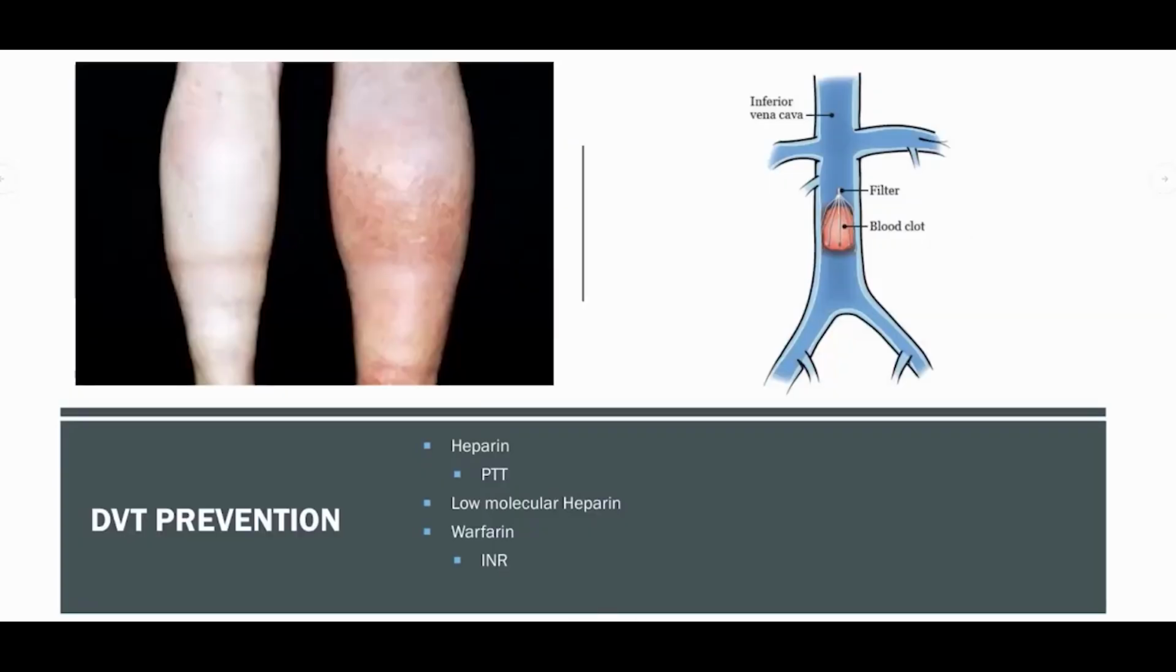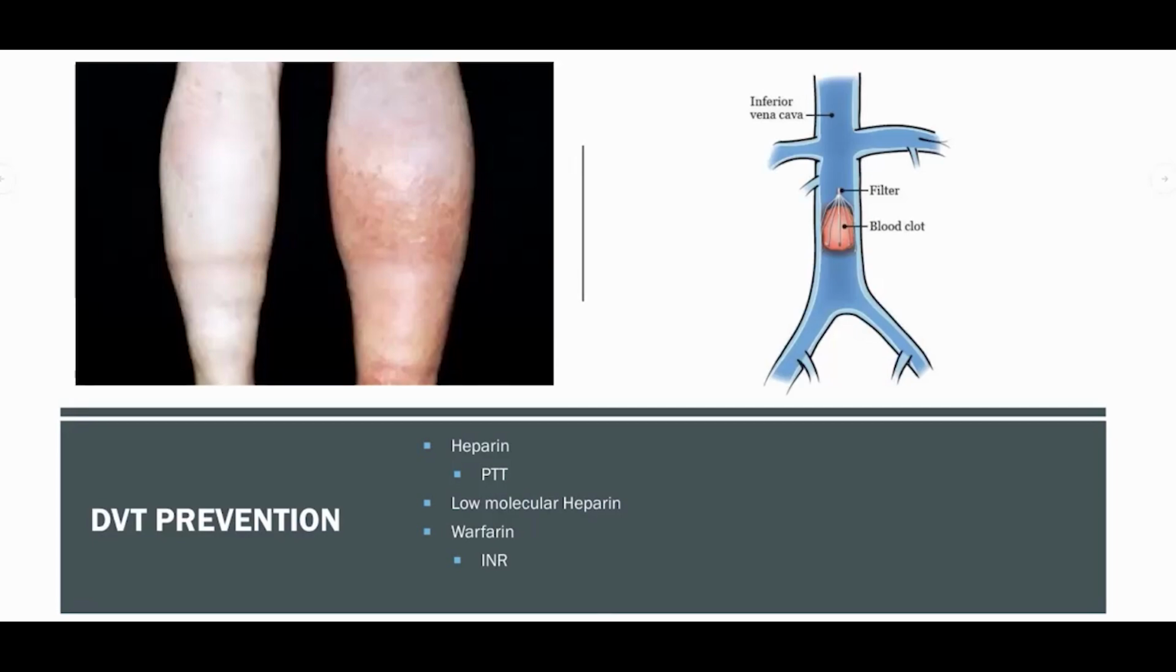And again, the biggest thing for PEs is we have to prevent DVTs, deep vein thrombosis, blood clots that form in the deep veins. So we can do IV heparin to help with this clot, monitoring PTT and APTT. Prevention is the best form of treatment. We can do blood thinners, but the best thing is prevention.